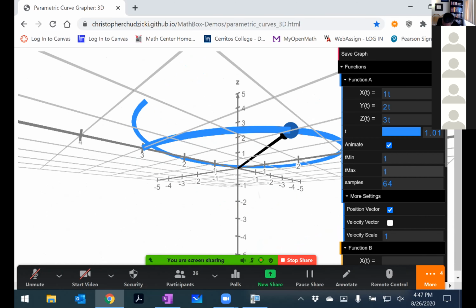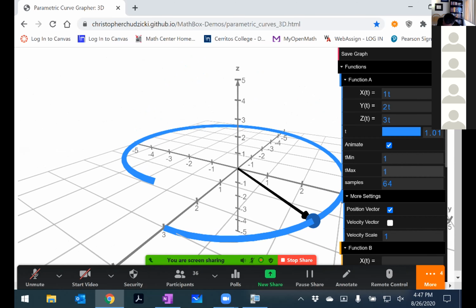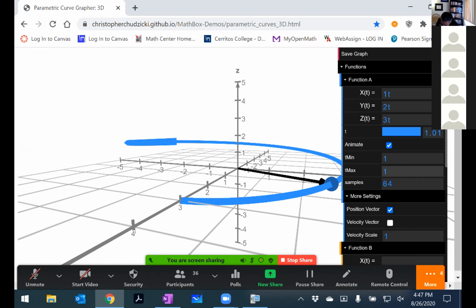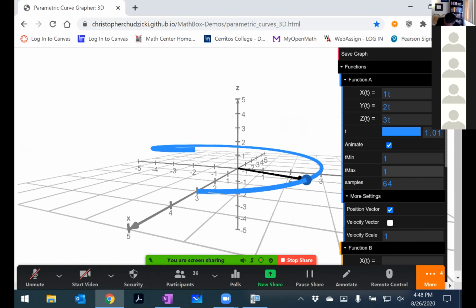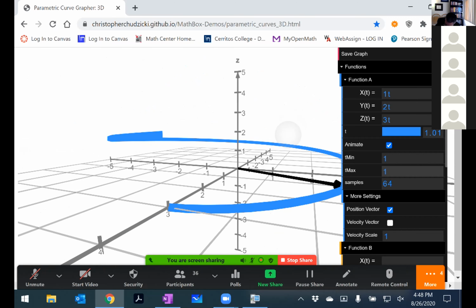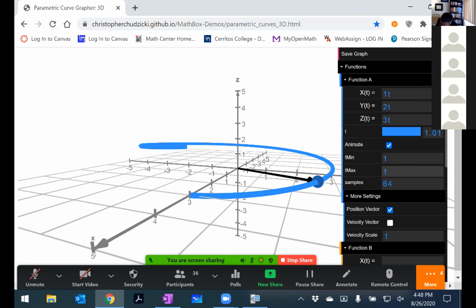Okay, so that should be right. I think. T min is going from 1, T max is 1. Anyway, I don't know if it's going to give me what I want, but it's a good try. 0 to 2 pi. I don't know. There should be a better one here.